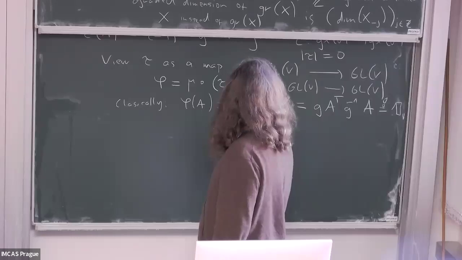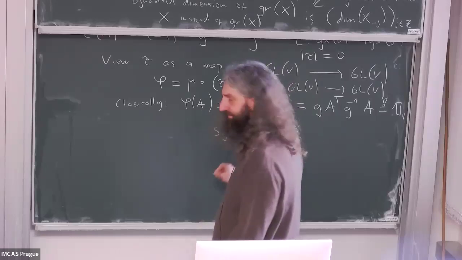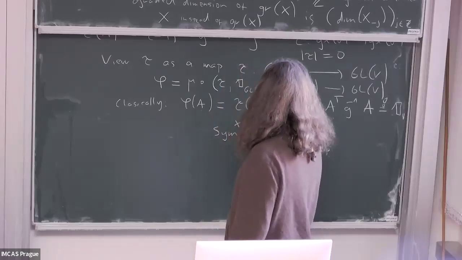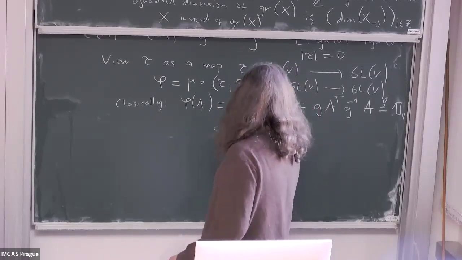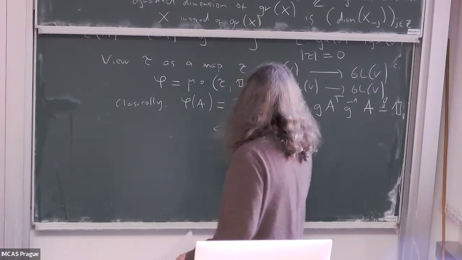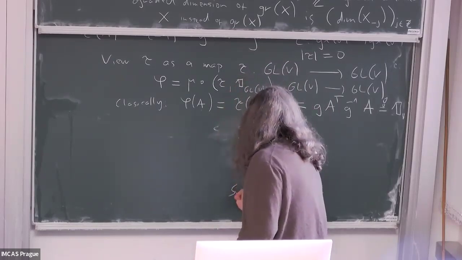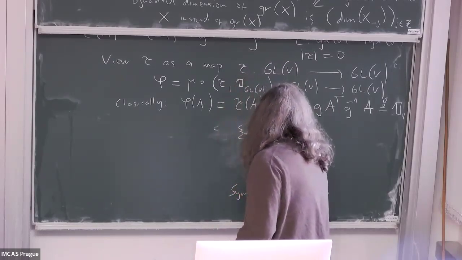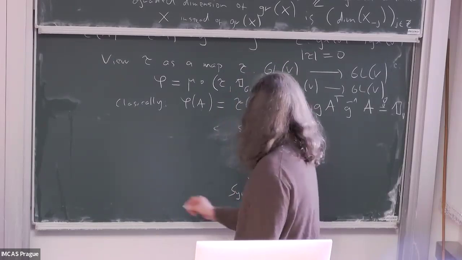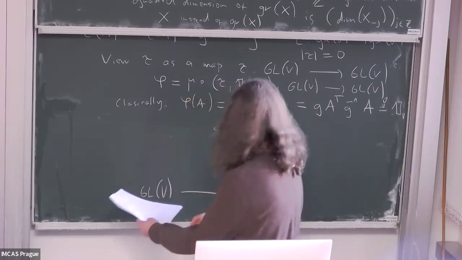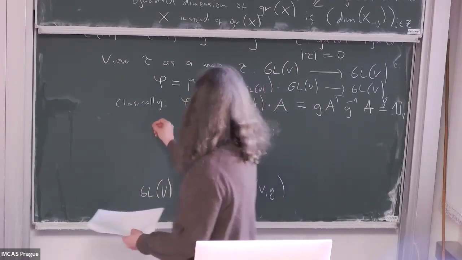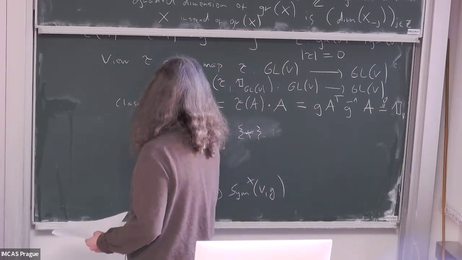So I will now write a diagram and comment on that. So there is this singleton. Then there is this manifold. I will comment on it. There is GLV. There is this phi, and then there's OVG.